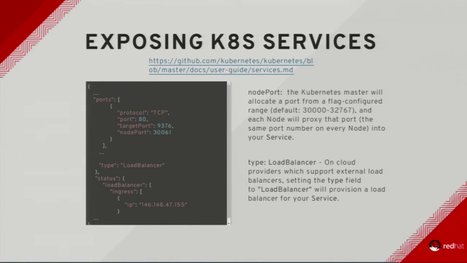And they have support going in soon for the equivalent of what other people call edge routers, very similar. The Kubernetes master will allocate a port from a flag configured range, right? Some ephemeral port number. And each node will proxy that port, the same port number on every node, onto your service, right? Now, some people might cringe at that a little bit, but that's what exists right now. There is a proposal for a different methodology.